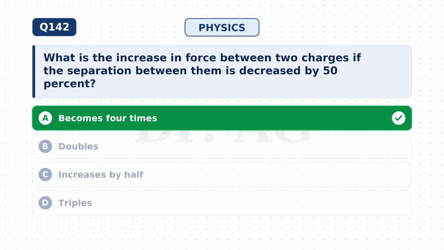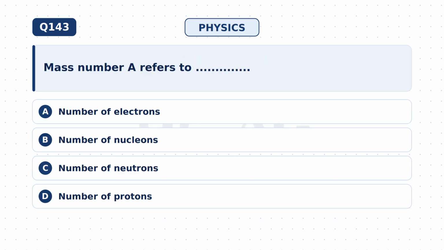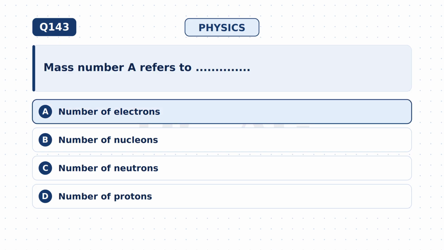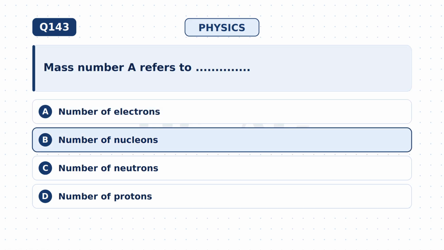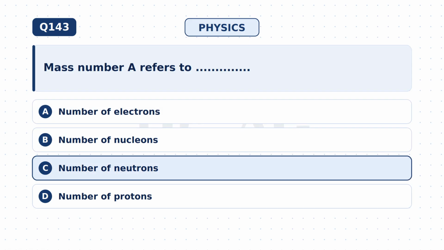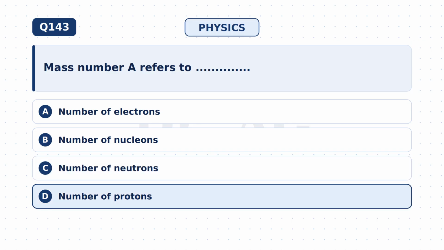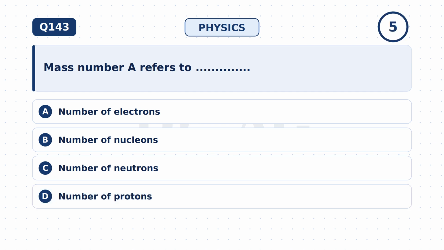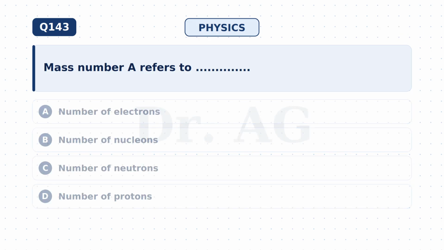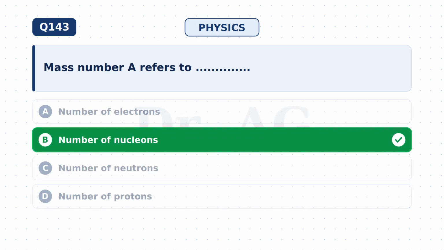The correct answer is A, becomes 4 times. Question 143. Mass number A refers to? Option A, number of electrons. Option B, number of nucleons. Option C, number of neutrons. Option D, number of protons. The correct answer is B, number of nucleons.